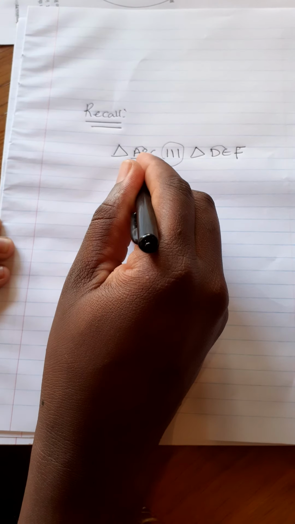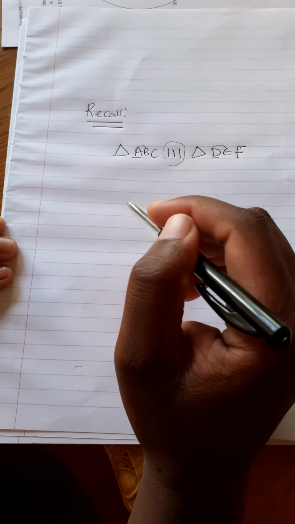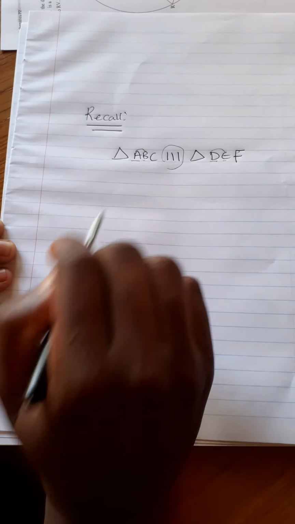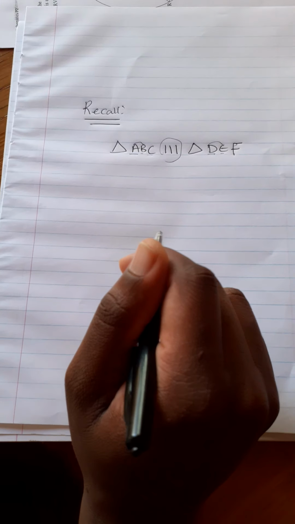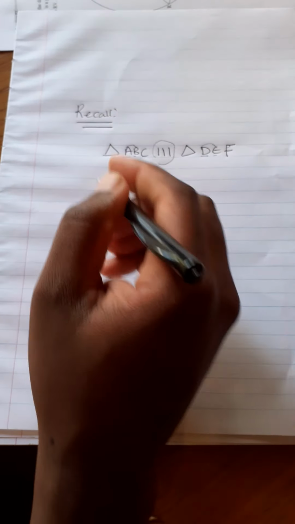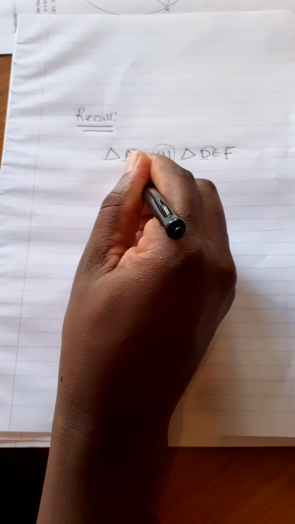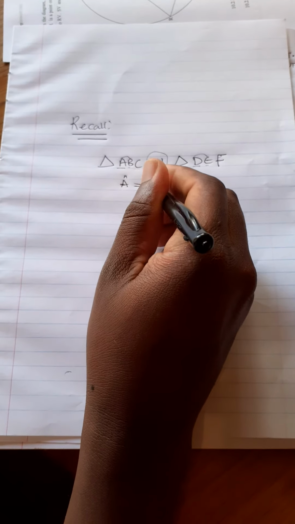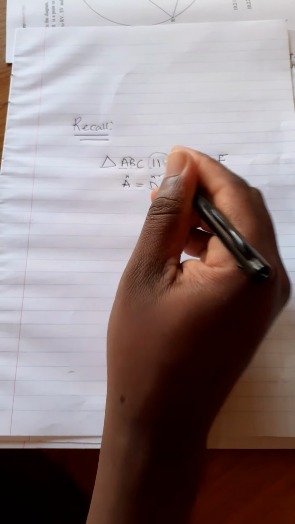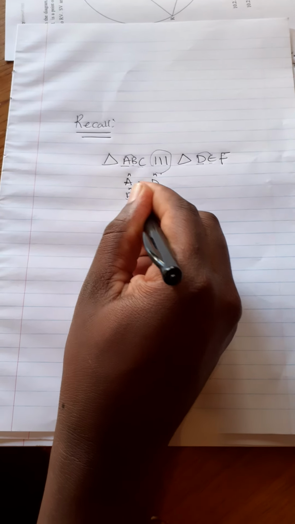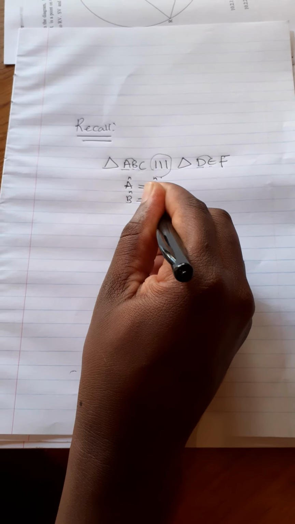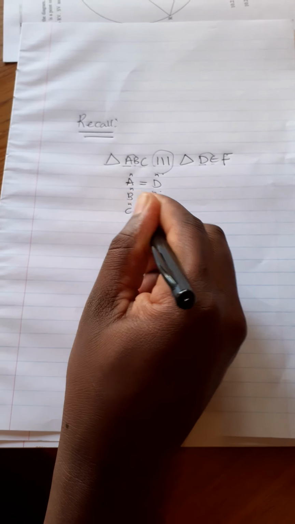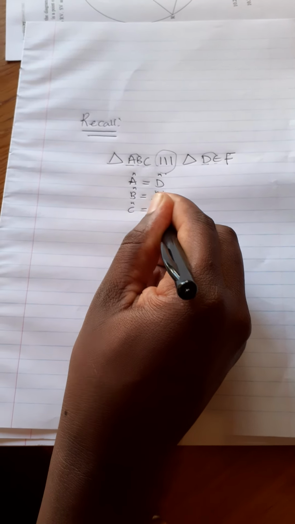The first angle is equal to the first angle of this triangle. This angle B and the angle E, they are equal. C and F are also equal. The way these angles are pegged, they are pegged in a way that they are equal. For example, what I'm trying to say is that angle A, if you can check there, angle A is equal to angle D. And also angle B is equal to angle E. And also angle C is equal to angle F.